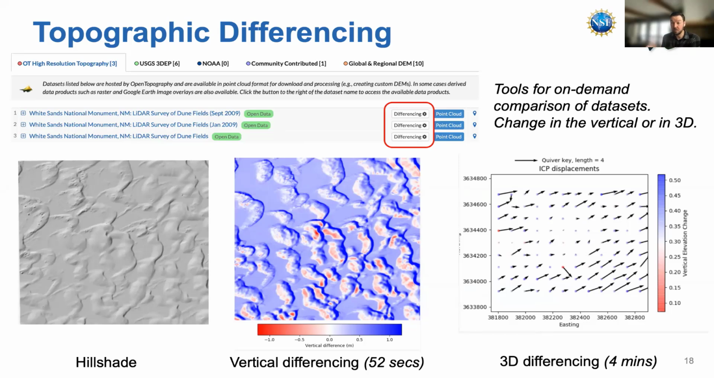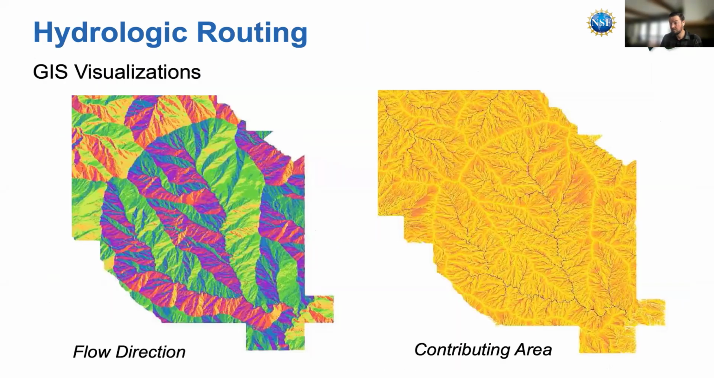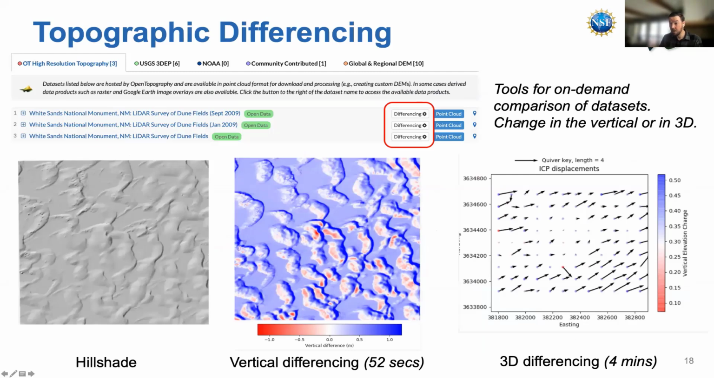And to do this, we compute this for you. This is an example from the White Sands National Monument in southern New Mexico, where there have been 3 data sets collected in this region that are inside of OpenTopography. Here on the left is just one of those data sets in a hillshade. And then the image on the right is the difference between them.